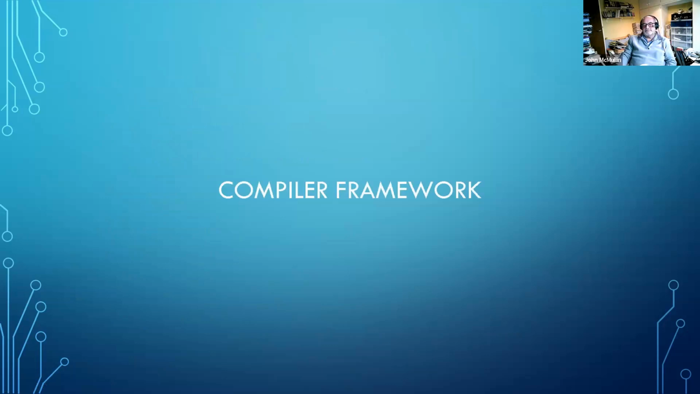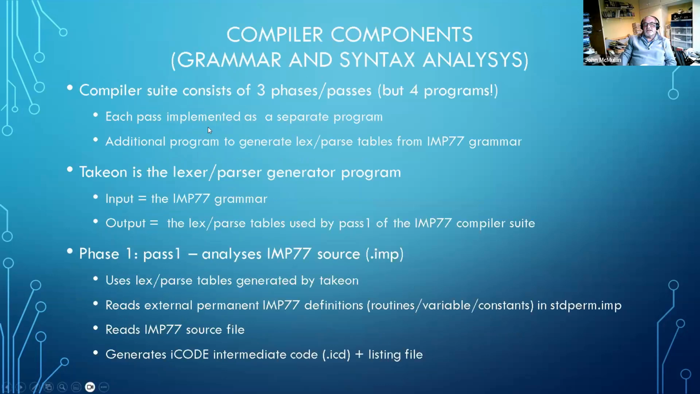So what's the framework of the compiler itself once you've got it? It's got, as I say, 3 phases or passes, but 4 programs involved. Each pass is a separate program. The additional program is used to generate the parse tables from an Imp77 grammar. That additional program is called take-on, where you just feed in the grammar and output the tables. So that is, as it were, the zero, the prequel to the 3 parts of the compiler.